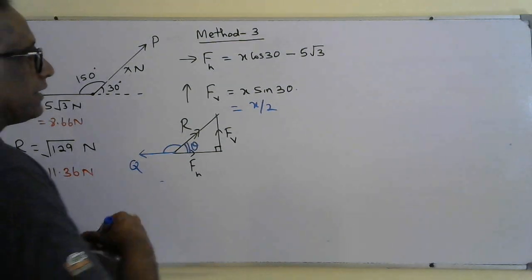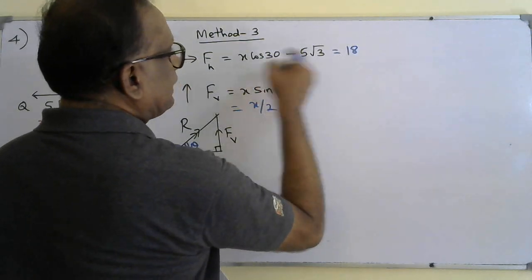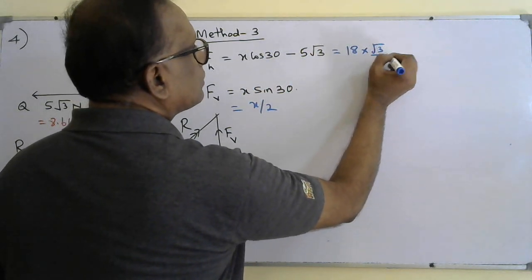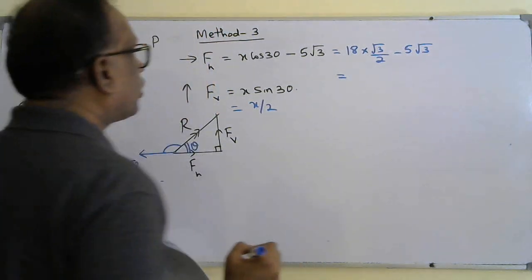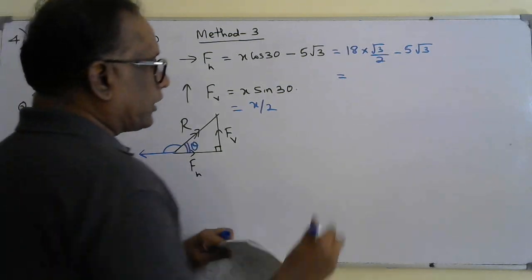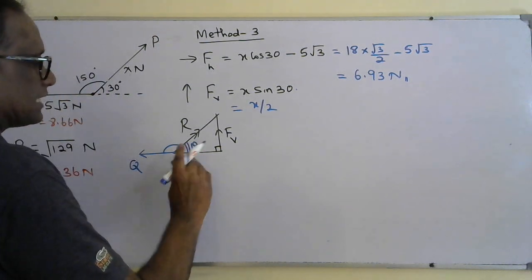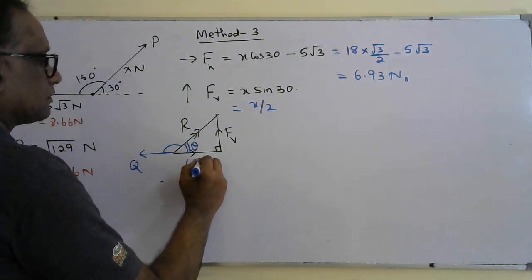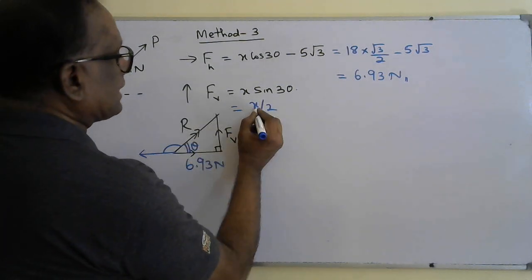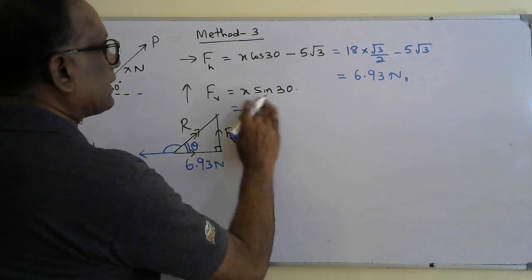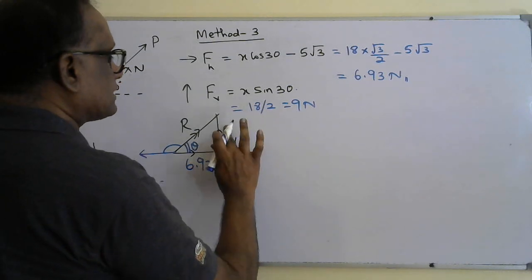Okay, so I'll find the horizontal component. That's going to be x is 18, cos 30 is root 3 by 2, minus 5 root 3. So solve it. The horizontal component you will get 6.93 Newton. That's the horizontal. So this is 6.93. That is FH. FV, that is x is 18 divided by 2. So that is 18 by 2 is equal to 9 Newton. So this is 9 Newton.